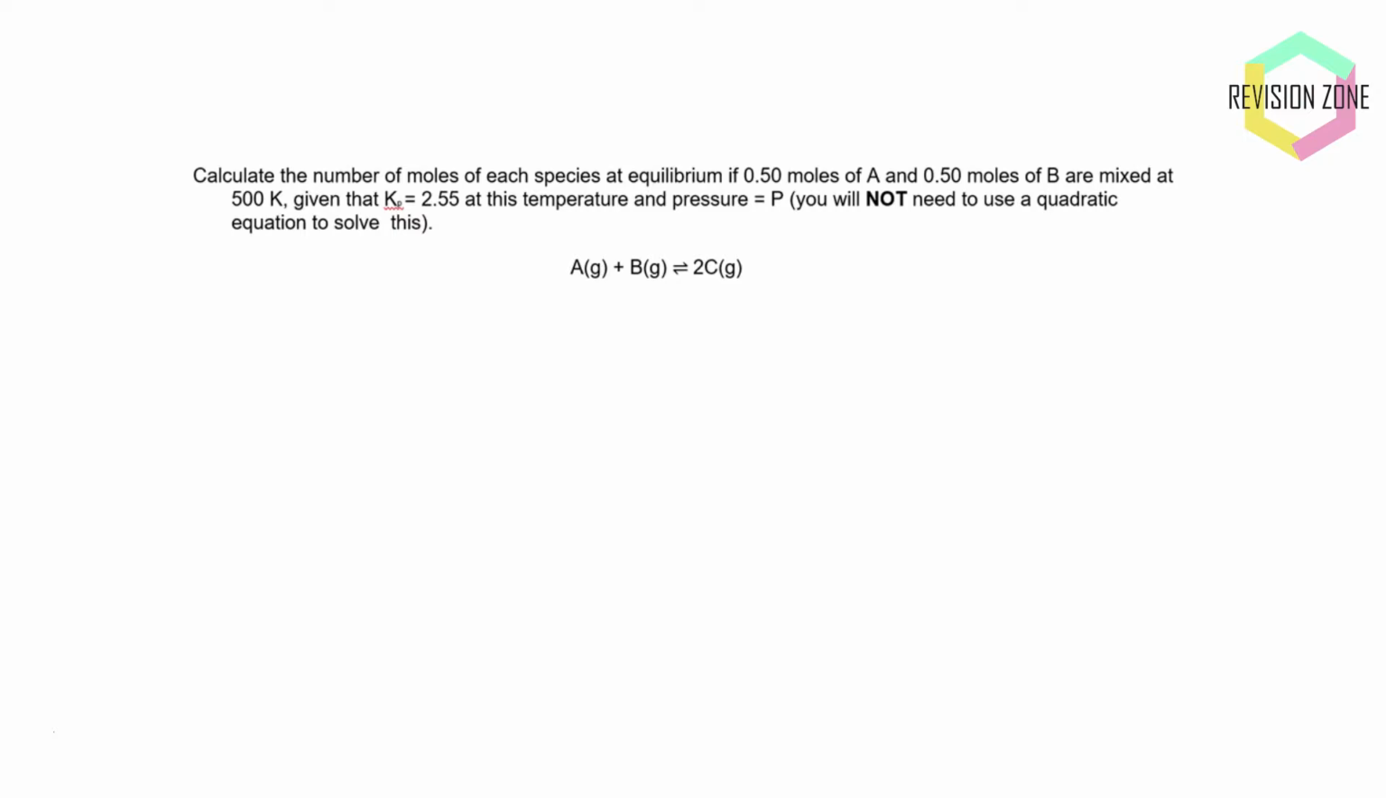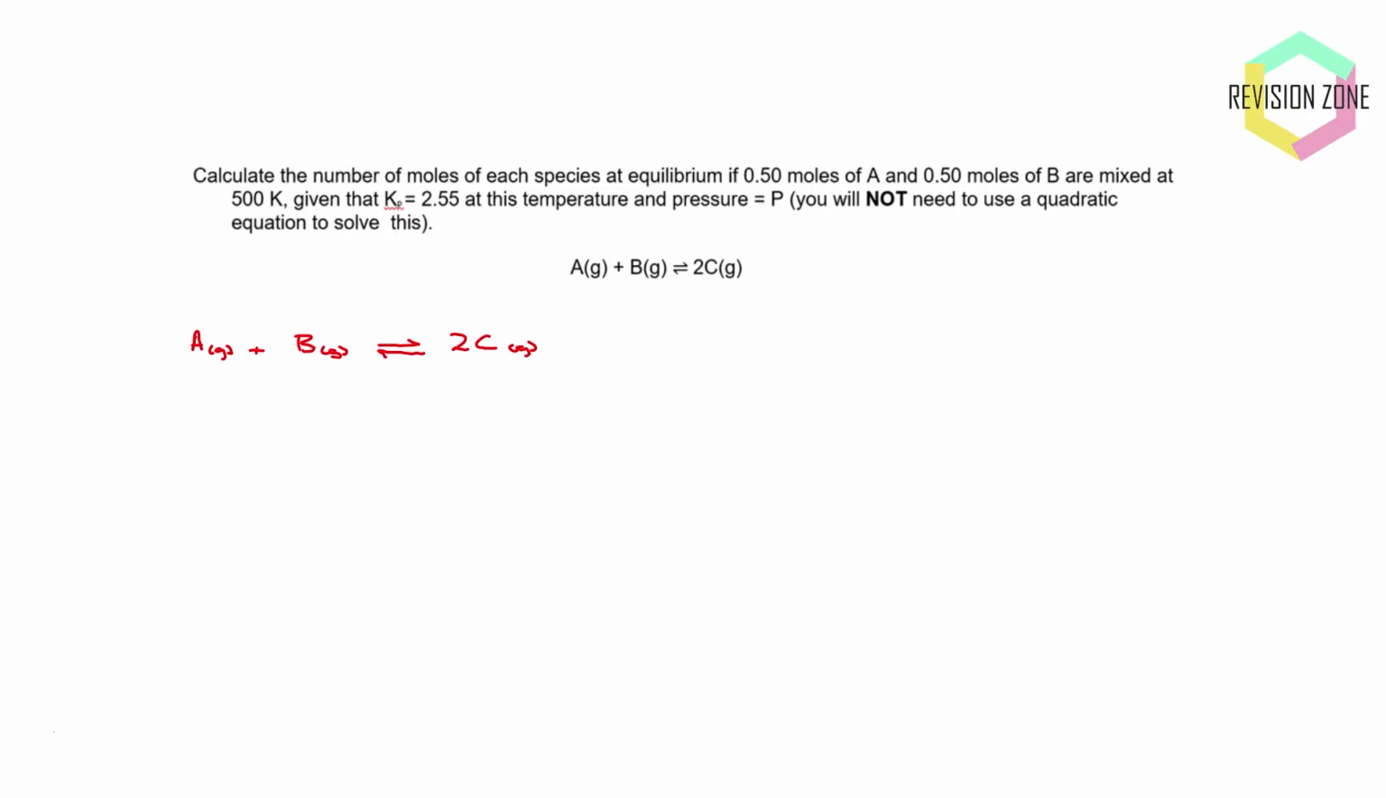Now, the question says calculate the number of moles of each species at equilibrium if 0.5 moles of A and 0.5 moles of B are mixed at 500 Kelvin, a constant temperature and pressure, and the Kp is given at equilibrium as well, which is going to be important. So, first of all, we've got our reaction, our system. Essentially, we're going to use an ICE table, which you may have used at school. So we put the initial, the difference, and then the equilibrium moles within a table.